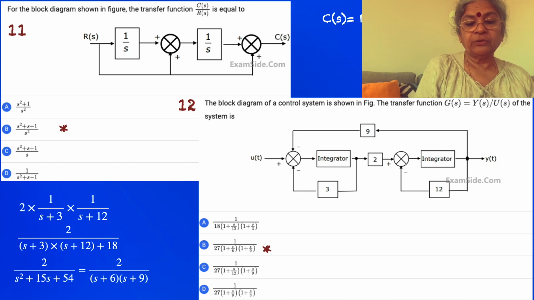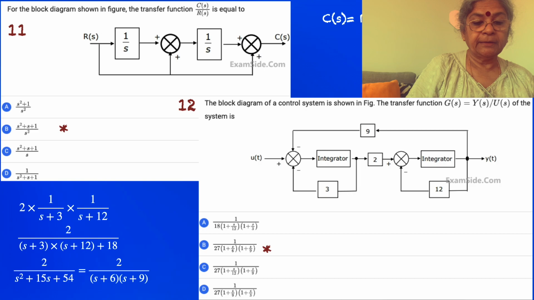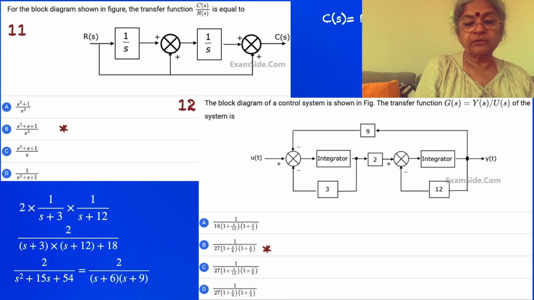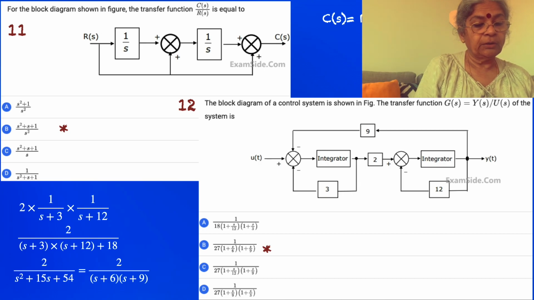Now let's look at the context of each of these integrator-cum-feedback things. The first is going to be 1 by S plus 3. The next one is going to be 1 by S plus 12. So 2 into 1 by S plus 3 into 1 by S plus 12, because of the feedback. We see that's going to be the feed forward path. Now we can simply take the overall transfer function.